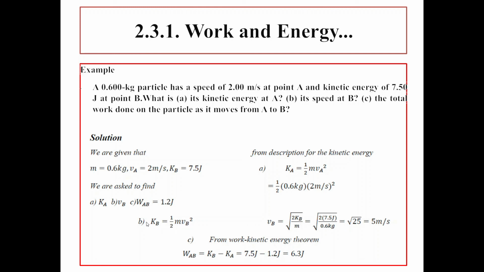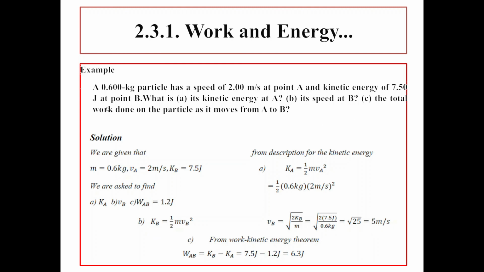So multiply both sides by 2, then we'll get 2 K_B divided by mass. It becomes the square root of 2 K_B divided by mass. Then we'll get v, the speed at point B. The speed at point B is the square root of 2 multiplied by the kinetic energy, which is 7.5 joule, divided by the mass, which is 0.6 kg. And 25 under square root, we'll get 5 meters per second.